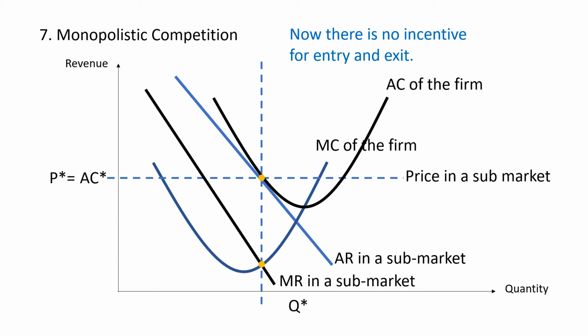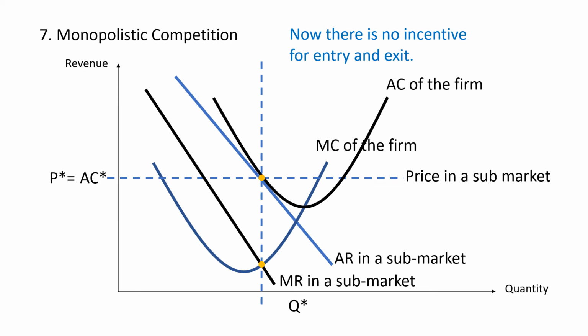Although they could gain the excess profit in the short run, because of the imitation of the products and the entry of other firms that drive the size of the submarket down, drive the demand of that submarket down, then all the firms in monopolistic competition would gain just only the normal profit in the long run.